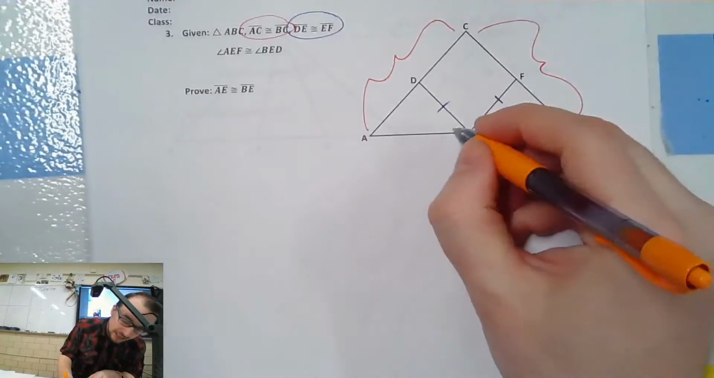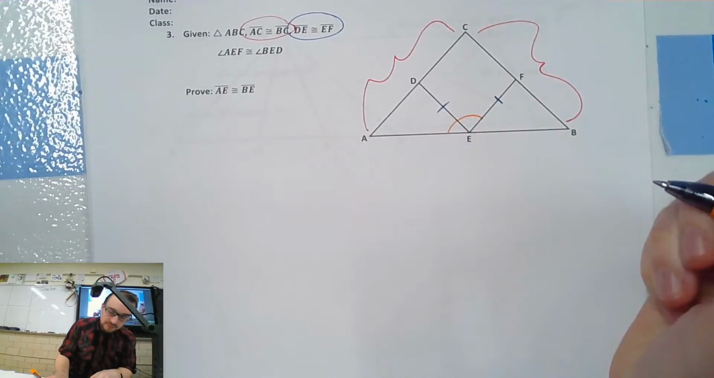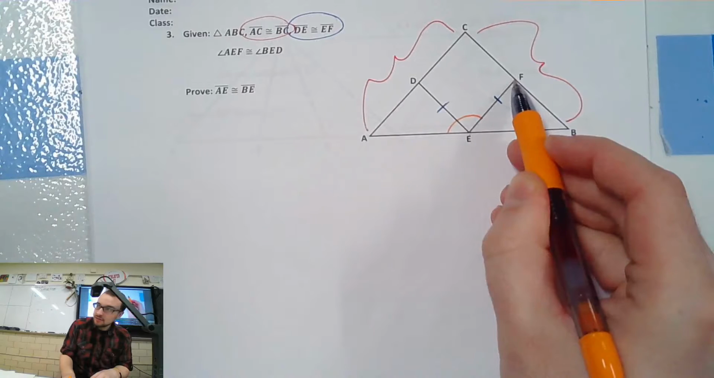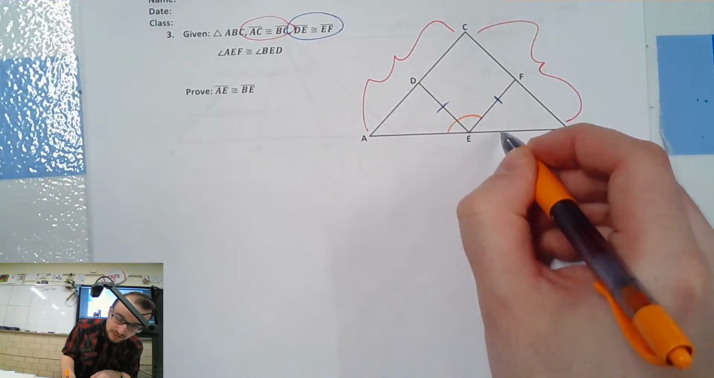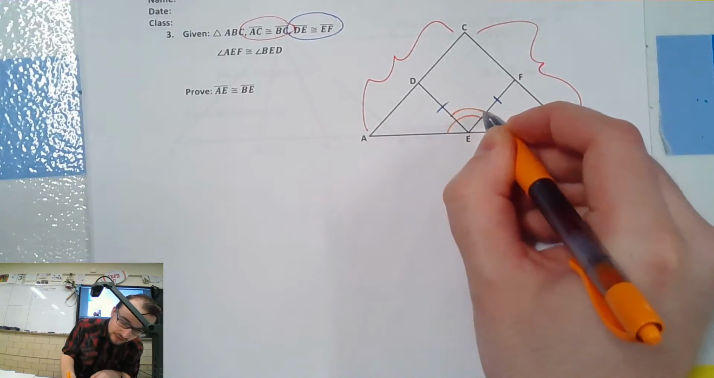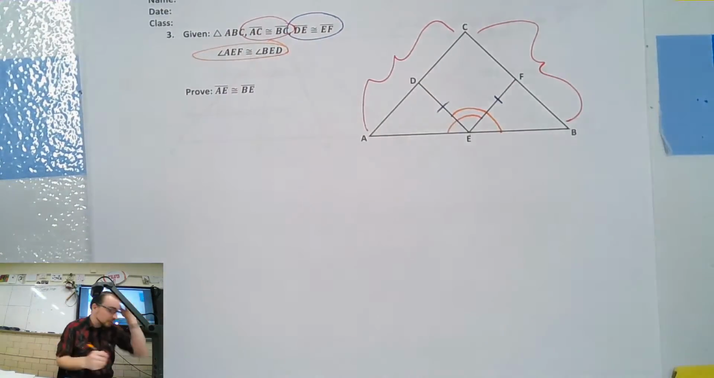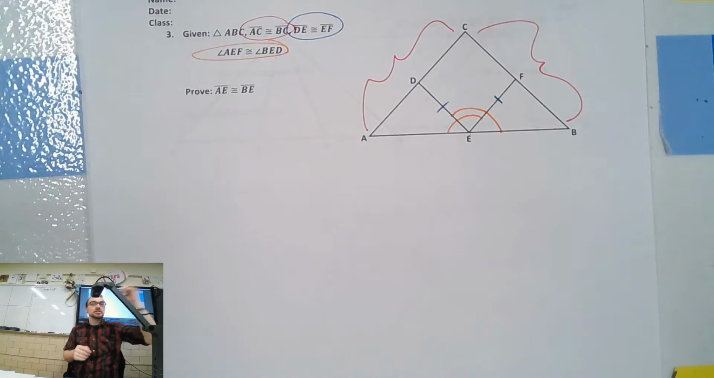AEF and BED are the same. So check it out. AEF is this angle, right? And then BED is this angle right here. And they're the same. So that's why I use the same color. We have overlapping angles. So what do you think we're going to end up using? Angle addition. Angle addition postulate, right?